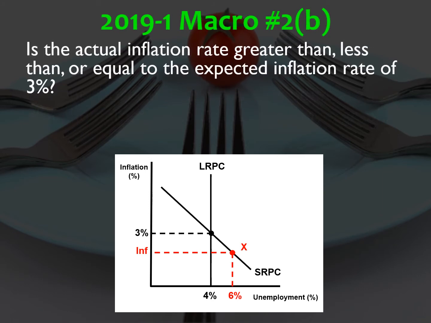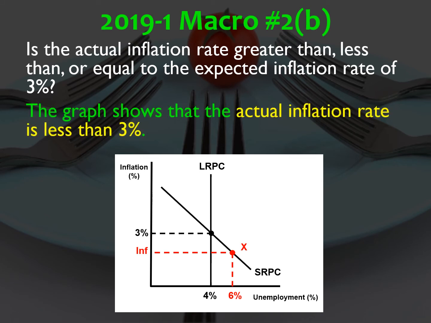B, is the actual inflation rate greater than, less than, or equal to the expected inflation rate of 3%? And as you can see by the Phillips curve, and that's the inflation rate on the left, you can see at point X, the inflation rate is actually less than 3%. So that's the indication based on the higher unemployment, inflation rate goes down.